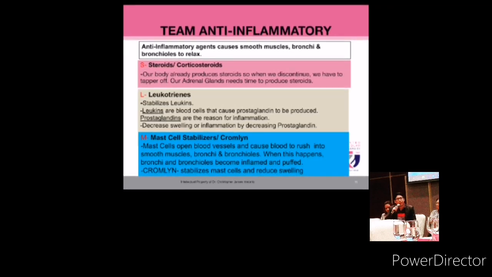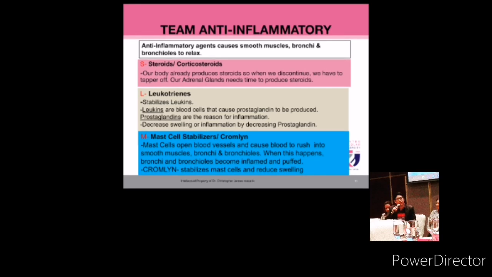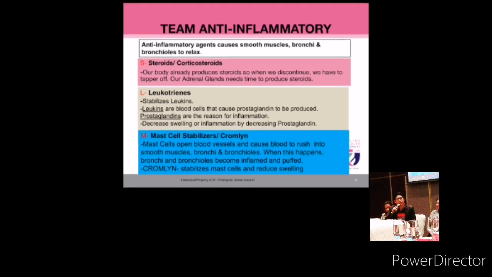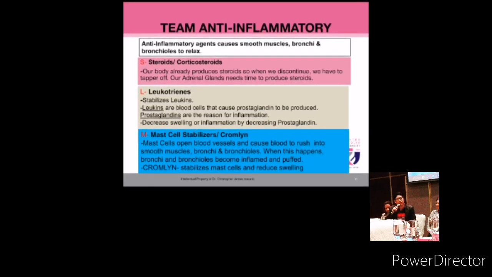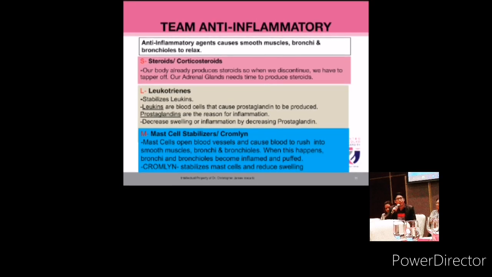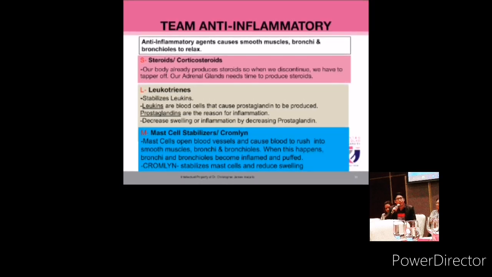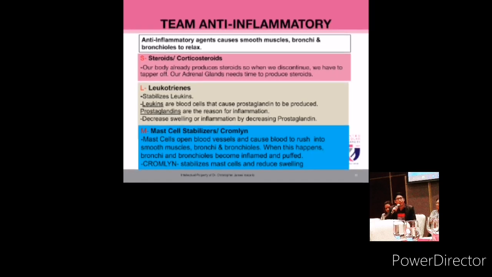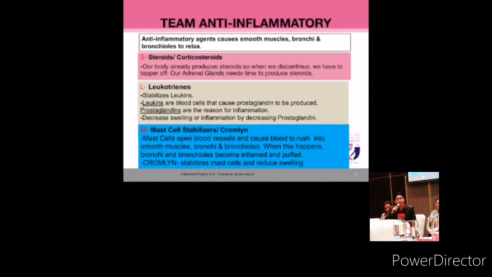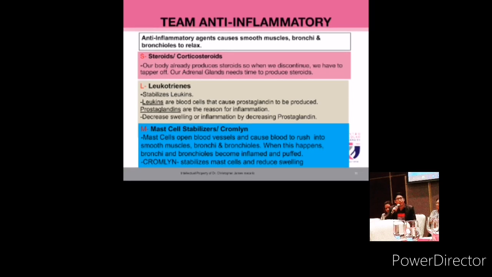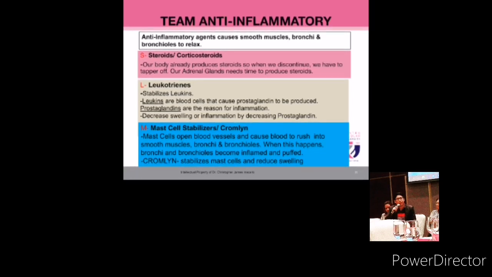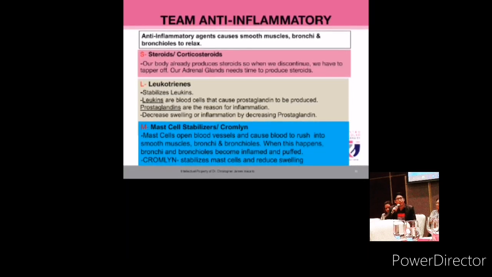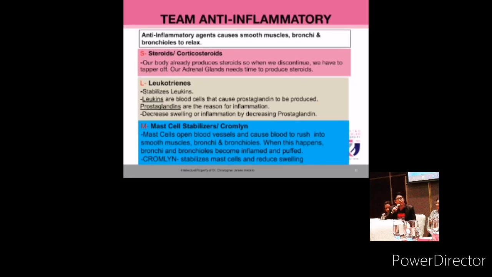Okay? And the last one, the mast cell stabilizers, or yung cromolyn, ito yung mismong gamot. And the classification is your mast cell stabilizers. So, ano ginagawa niya? To understand this classification, we have to know ano ba talagang ginagawa ng mast cell. Narinig na natin yan, diniscuss na natin yan during our previous years, anatomy and physiology.